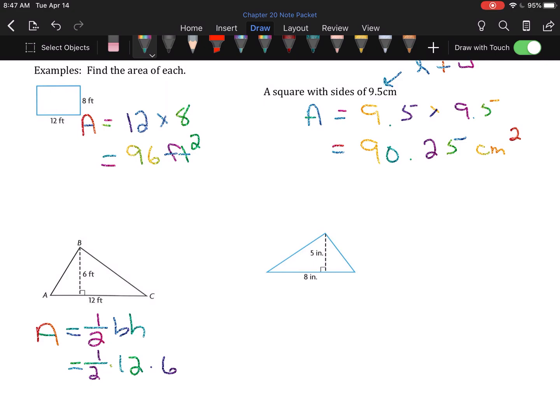But more often than not, it'll be that dashed line coming down. So you can do this multiplication however you want. I like to go 1/2 times 12, because that's easy. 1/2 of 12 is 6. And 6 times 6 is 36 feet squared.